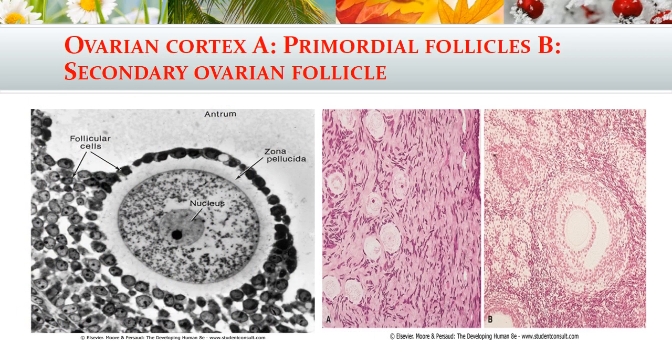Now this is the photomicrograph showing you the primordial follicles in the stroma of the ovary. These are all primordial follicles embedded in the stroma of the ovary, and this is a secondary follicle. You can see the oocyte is surrounded by the zona pellucida layer and the follicular cells which are surrounding it, and this is the antrum filled with fluid.